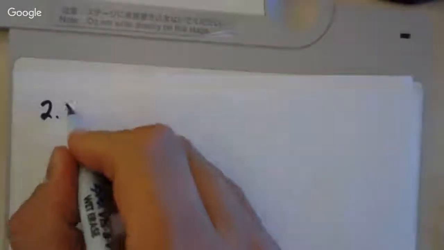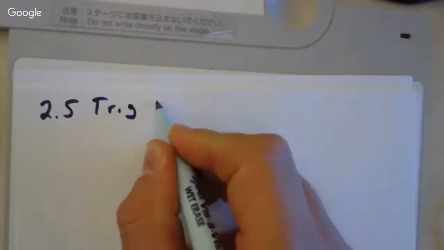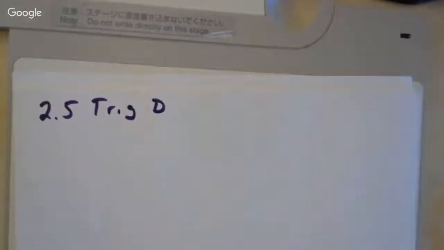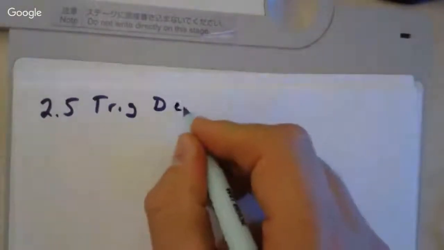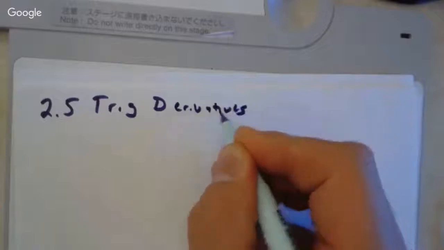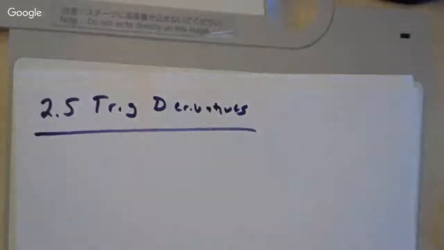All right, let's finish up this chapter. 2.5 is trig derivatives. Did I give you the list? Sine, cosine, tangent, secant, cosecant, cotangent. All right. Okay, so let's look at trig derivatives in, oh boy, you can't see it. That's why. Let me text it out as well.